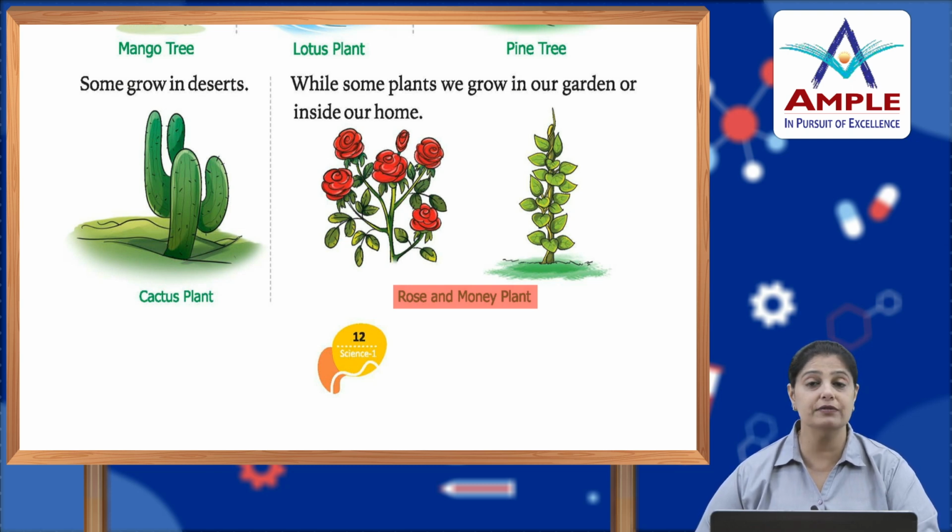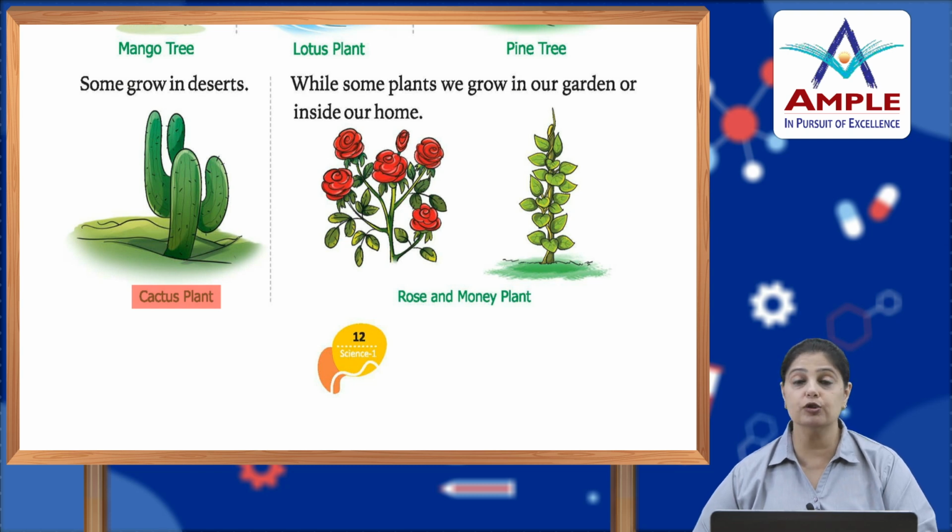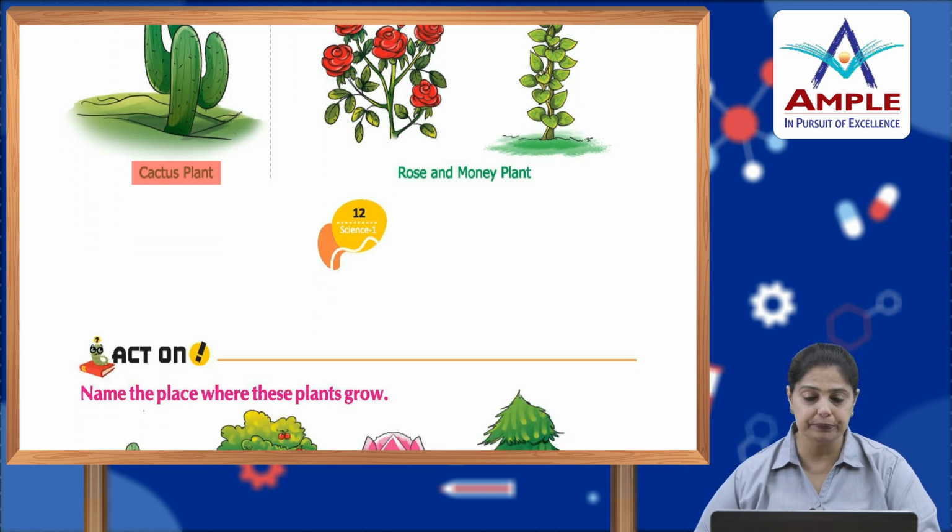Mango tree, you must have seen it is on the land. Lotus plant, lotus grows in the lakes. Then the pine tree, as I said, on the mountains. Cactus plant, it grows in the desert. Rose and money plant, you can see them outside also, but most of the time they are the ones that are kept at home.